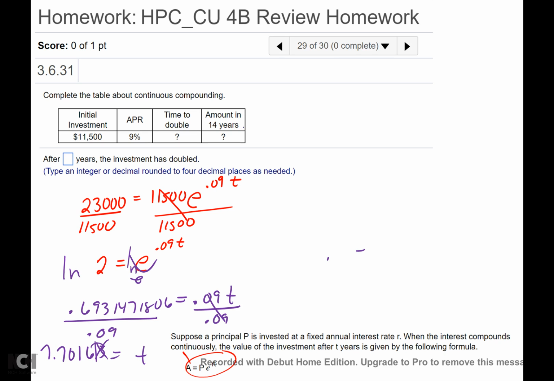Alright, now the amount in 14 years. Now we're looking for A, when we invest 11.5 at 9% interest for 14 years. So this we can just type in the calculator. 11.5 times e caret, parentheses 0.09 times 14, and you get the amount will be 16,483.29.